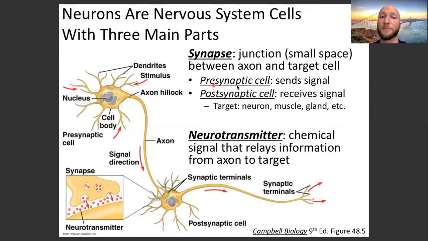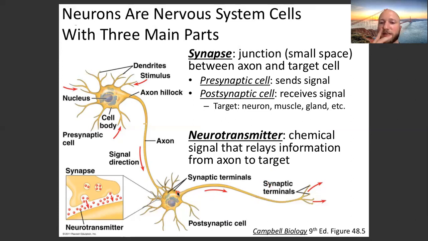So presynaptic, before the synapse cell, is the one that sends the signal. So in this situation, is it the left or the right cell? That's the presynaptic cell. It's the one sending the signal. This one has the axon sending the signal to the synapse. The postsynaptic cell is the one receiving the signal. So this cell down here is on the receiving end of the signal, postsynaptic cell. And presynaptic is always going to be a nerve. Postsynaptics could be a neuron, a muscle, or a gland.